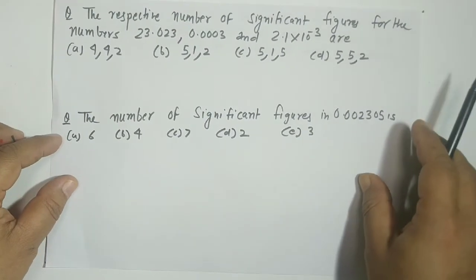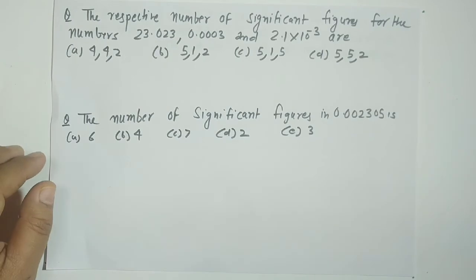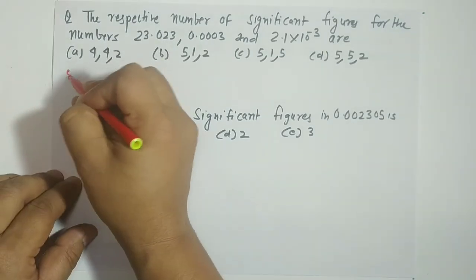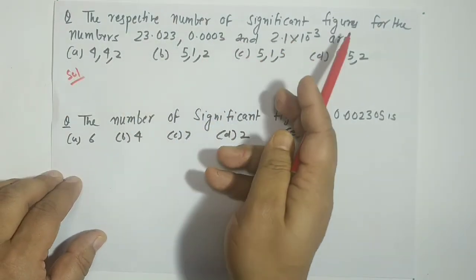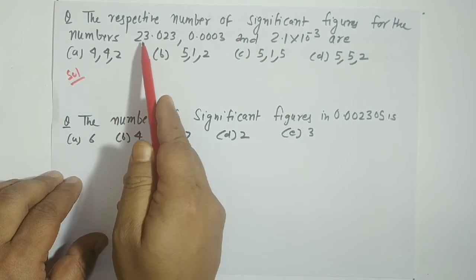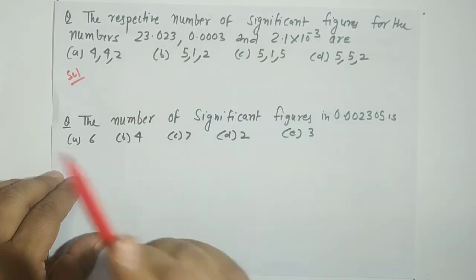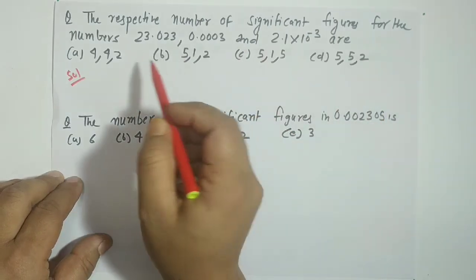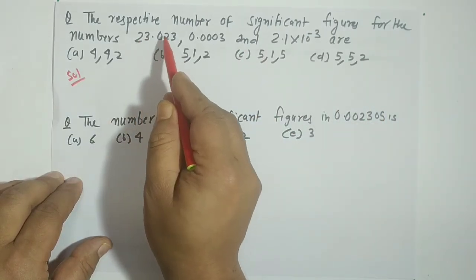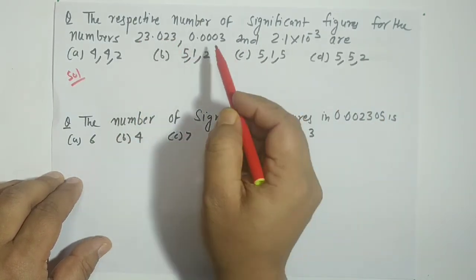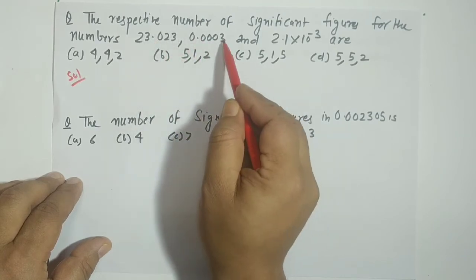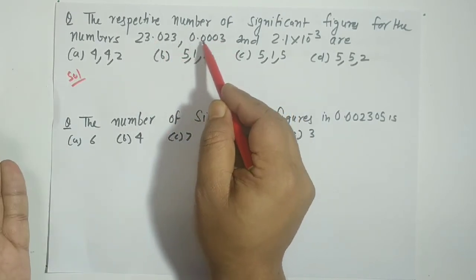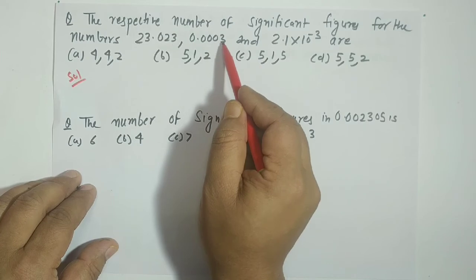Now the next question is related with the significant figures. Again, significant figures are very easy. Go through their rules. The respective number of significant figures for the numbers that came in the exam for this, this and this are. Now you have to check what are the significant figures for this. If you see 1, 2, 3, 4, 5, that means it has 5. Now for this, it has only 1 because on the left side all are 0, so you're not counting them. So it has only 1.